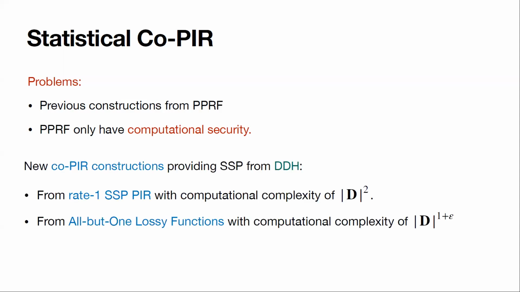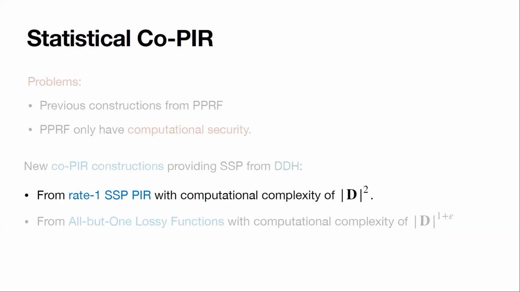So in this work, we take a different approach and we provide new constructions for co-PIR, which are SSP from the DDH assumption. The first one is based on rate 1 SSP PIR. And then we show a more efficient one with improved computational complexity from all-but-one lossy functions. These constructions share very similar ideas, so today I'm just going to talk about the one based on PIR.